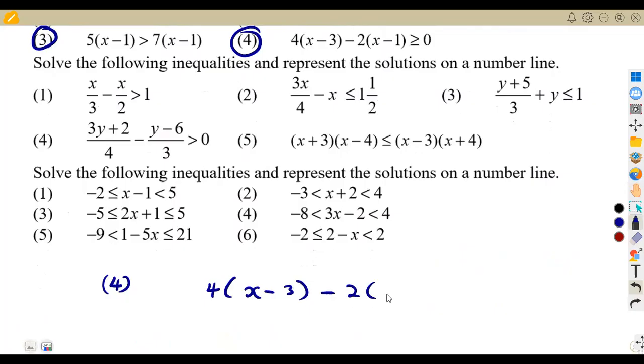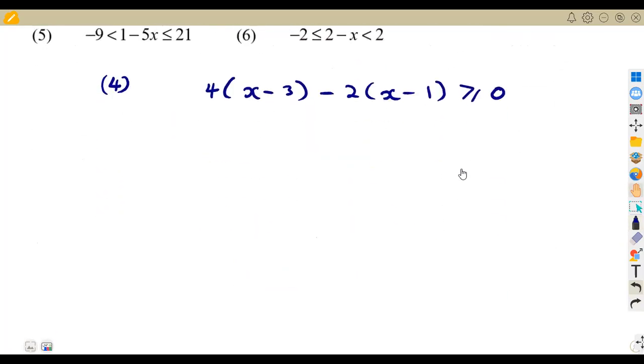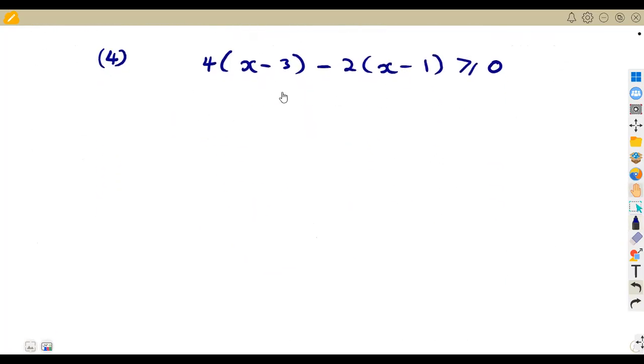That's x there, sorry. This is 4(x - 3) - 2(x - 1) greater than or equal to 0, like that. So as to solve this and also to present the solution on a number line, this is what you're going to do. There are brackets, so you're supposed to expand the brackets, right? How do I expand the brackets? I just have to distribute the first bracket by 4, everything inside of the bracket.